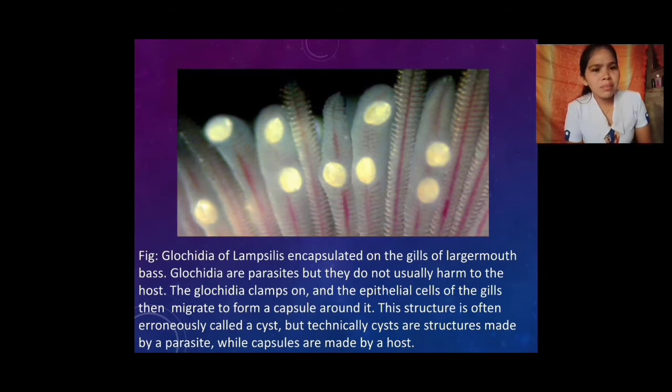Glochidia of Lampsilis encapsulated on the gills of a largemouth bass. Glochidia are parasites, but they do not usually harm the host. The glochidia clamps on, and the epithelial cells of the gills then migrate to form a capsule around it. This structure is often erroneously called a cyst, but technically cysts are structures made by a parasite while capsules are made by a host.